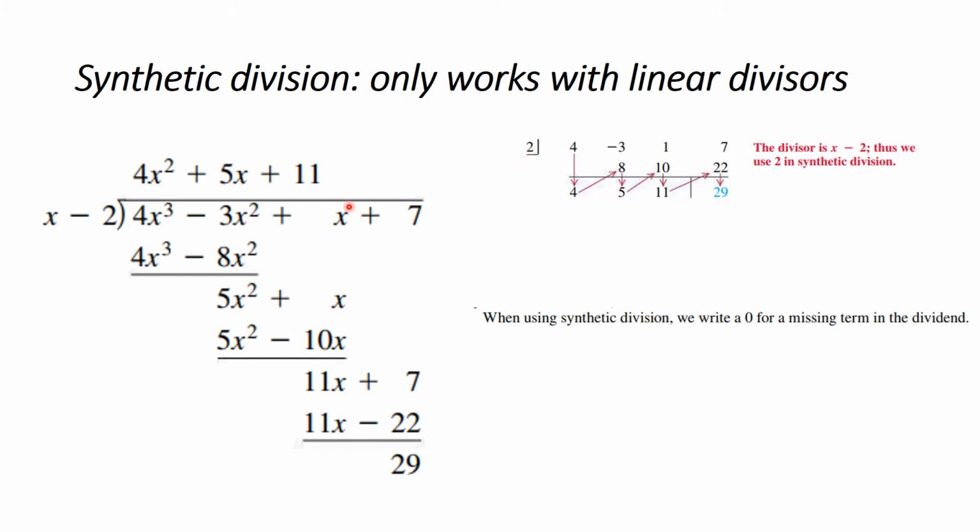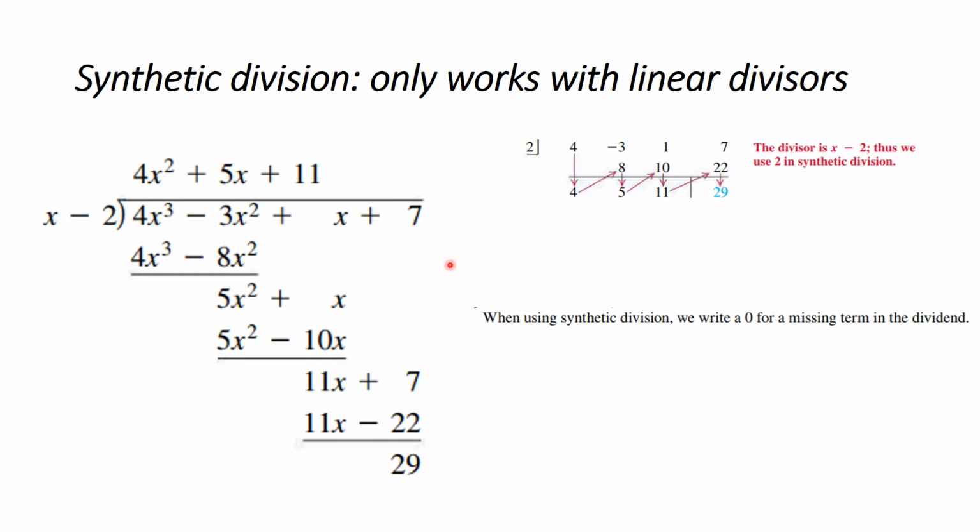And then, instead of writing all these x cubes and x squareds and x's, all I'm writing is the coefficients. So that is going to be 4, minus 3, 1, and 7.